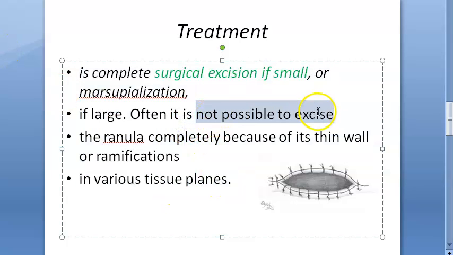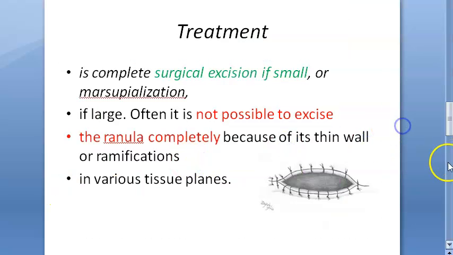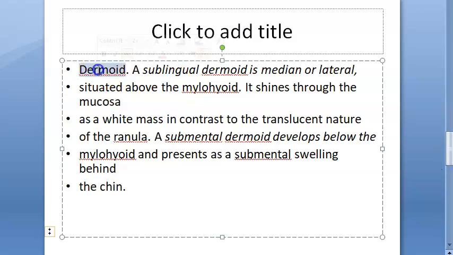So it is not possible to excise ranula completely. So this is a problem with this ranula. You cannot always excise it completely. So what other things they are telling? They are talking about marsupialization, etc. What is a dermoid?